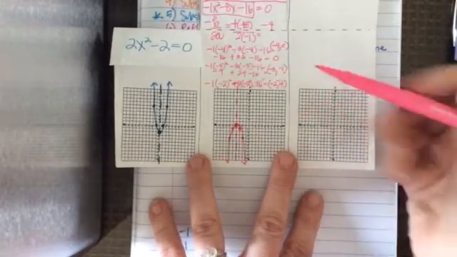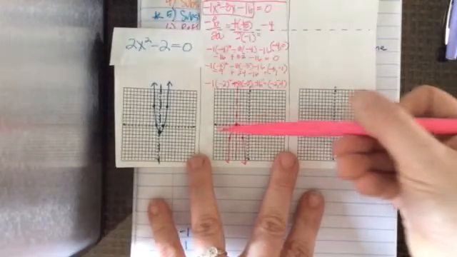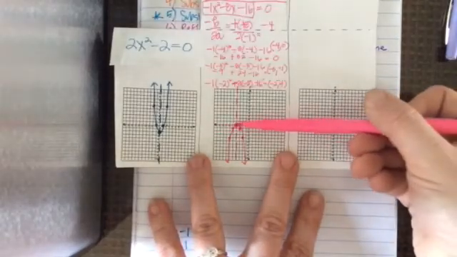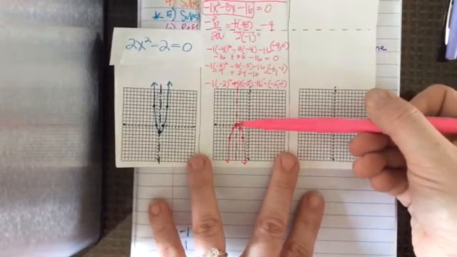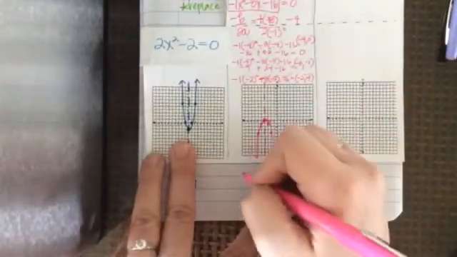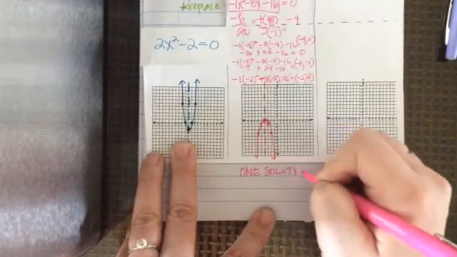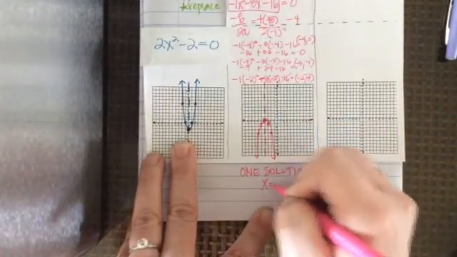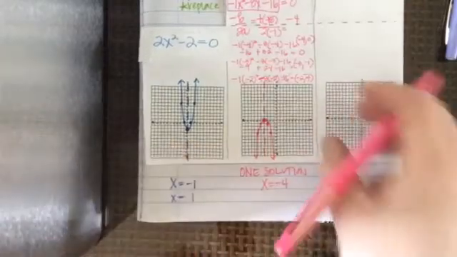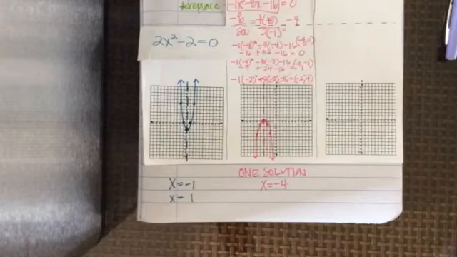My answer, my solution, graphing is not enough. My solution is whatever it intersects at the x-axis, and it intersects right here. So this one has one solution, and it's x equals -4. That's the answer to this parabola. That's the answer to this quadratic.